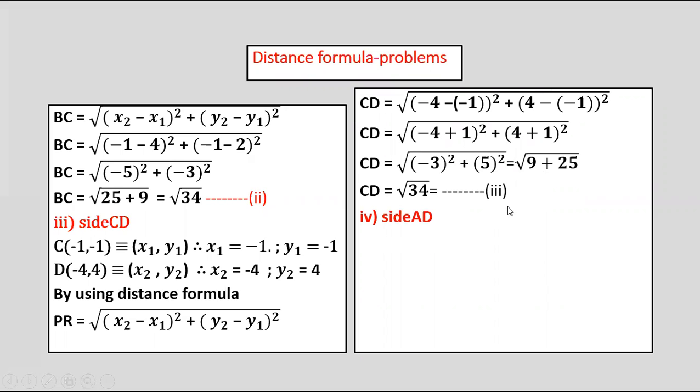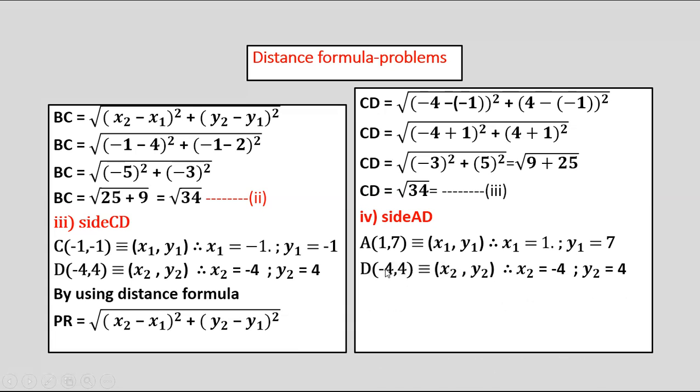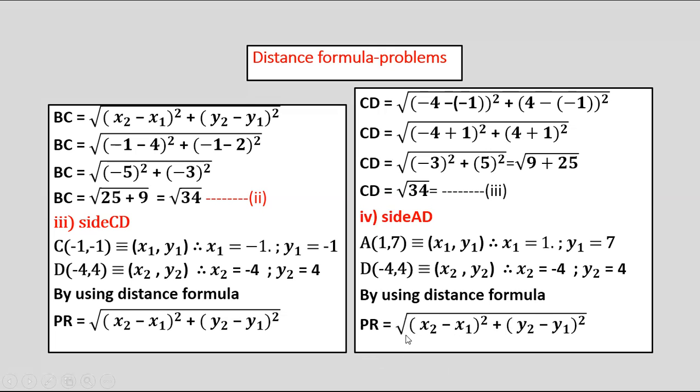Similarly, to find the distance or length of side AD, the coordinate of point A (1, 7) consider as x1, y1, and the coordinate of point D (-4, 4) consider as x2, y2. By using the distance formula to find distance AD, AD is equal to square root of (x2 minus x1) square plus (y2 minus y1) square. Substitute the values in this equation.